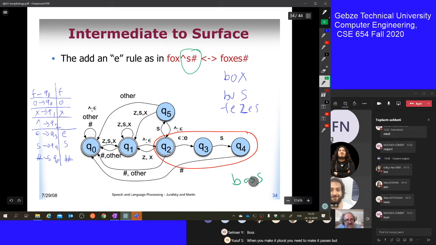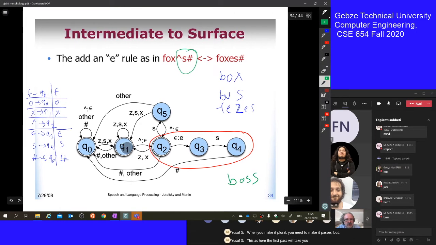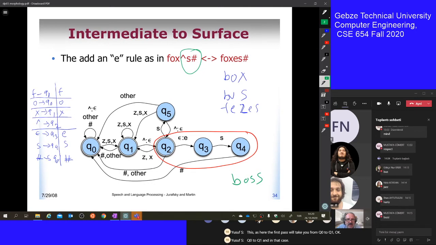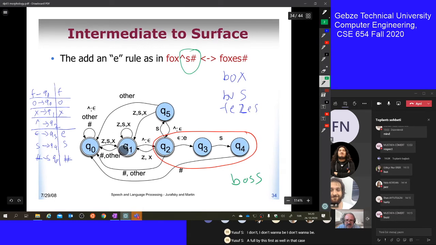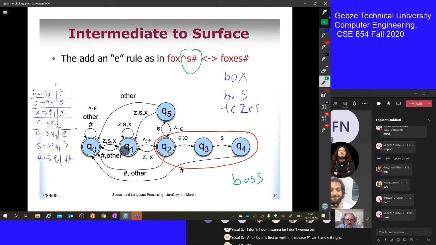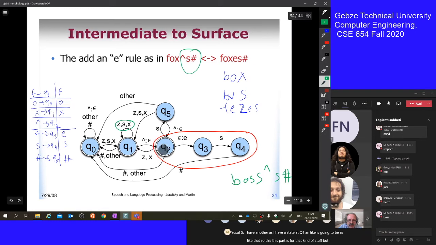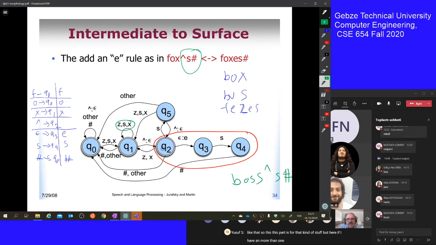But this S here, the first S, will take you from Q0 to Q1, okay? And in that case, I don't want to be fooled by this first S. Well, in that case, Q1 can handle it, right? Because if I have another S, I have a state at Q1, and it's going to be S like that. So this part is for that kind of stuff. But here, if I have more than one, no.